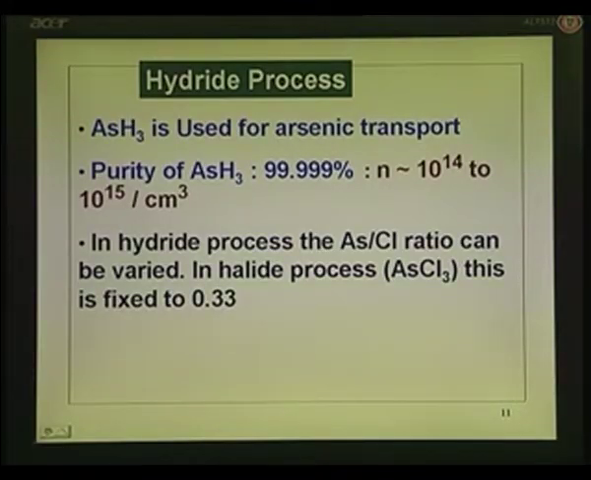Whatever I have said is written here. Arsine is used for arsenic transport. Purity of arsine is lower than that of arsenic trichloride. Arsenic trichloride purity is about 7 nines today. About 10 to 15 years back it was 6-9, now 7-9, whereas arsine purity is still about 5-9 purity.